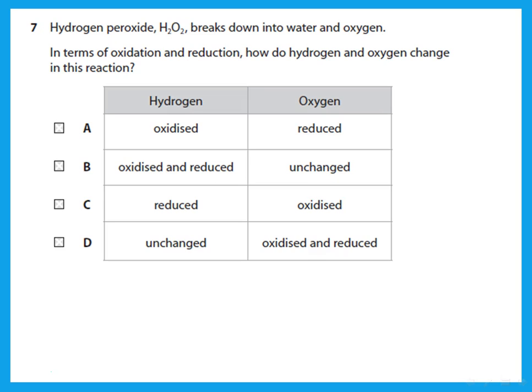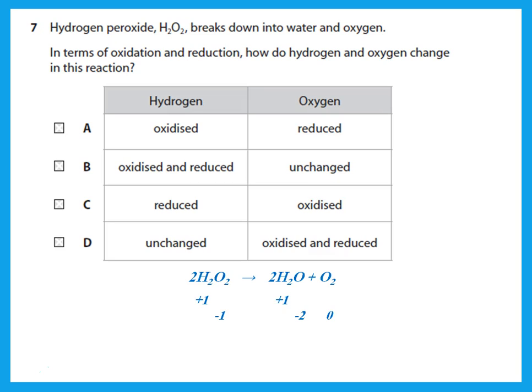Hydrogen peroxide breaks down into water and oxygen. In terms of oxidation and reduction, how do hydrogen and oxygen change in this reaction? Well, let's see. You remember that hydrogen peroxide, when it breaks down, forms water plus oxygen, and this is the balancing of it, which doesn't make a difference with us.